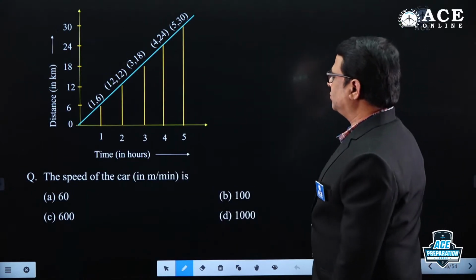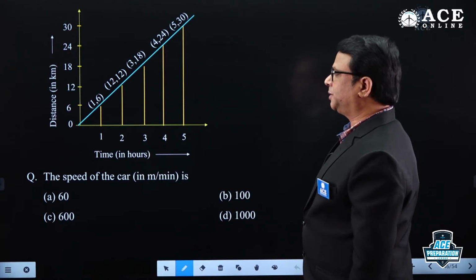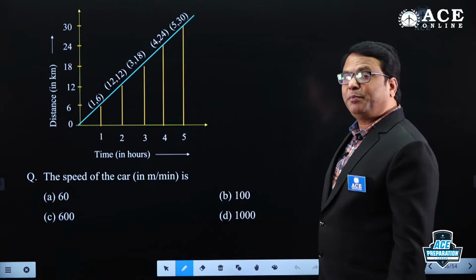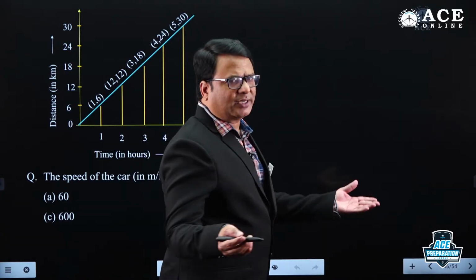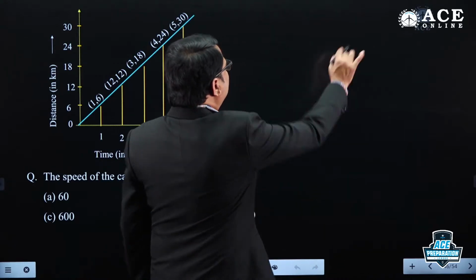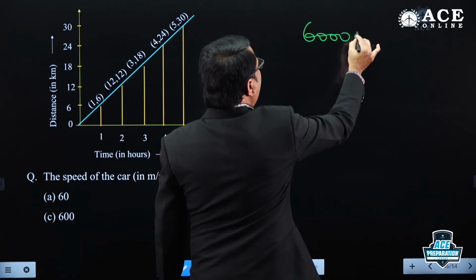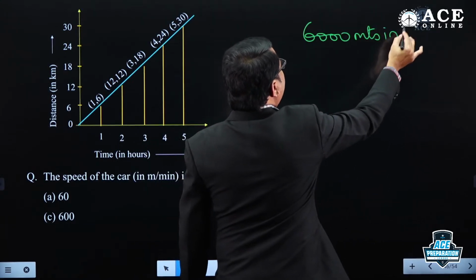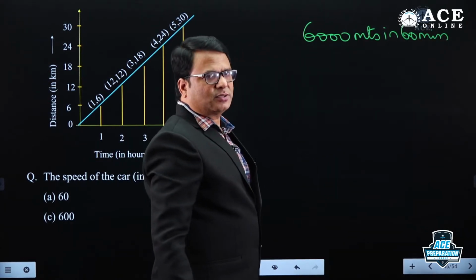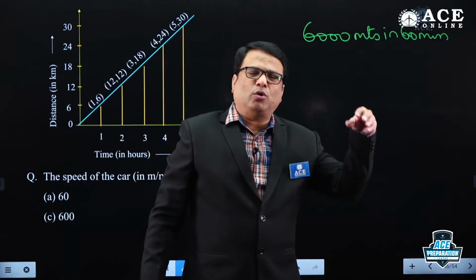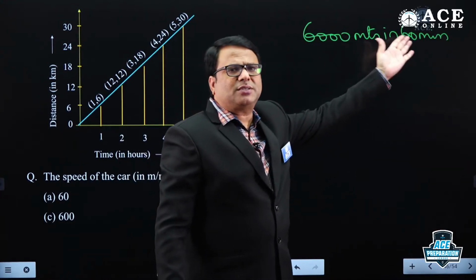The next one. The speed of the car in meters per minute. We know that the speed of the car is 6 kilometers per hour. Just now we calculated. So 6 kilometers means 6,000 meters, in 60 minutes. 1 hour means how much? 60 minutes. So when the speed is 6 kilometers per hour, it only means 6,000 meters in 60 minutes.